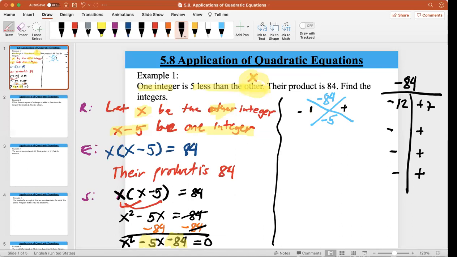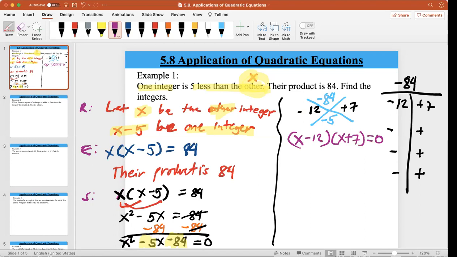So we have negative 12 here, positive 7. Is it safe to write x minus 12 and x plus 7 now? Yes, because we don't have a coefficient for x squared. So it's safe to write x minus 12 and x plus 7. So our factors here would be x minus 12 times x plus 7 equals 0.